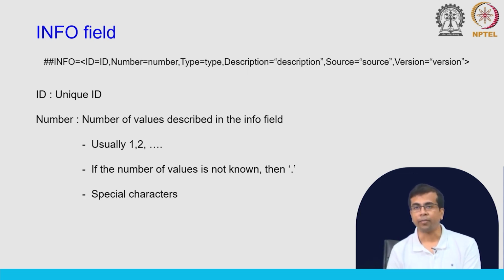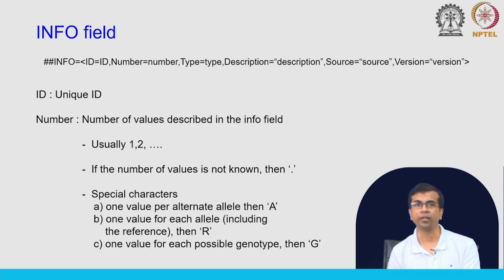In addition, sometimes we can have special characters. Instead of numbers or dot, we can have some special characters. So, these special situations are here. In some cases we might have one value per alternate allele. Then we will use the letter A for this number. So, you will see Number equals capital A. Then it means we will see one value per alternate allele.